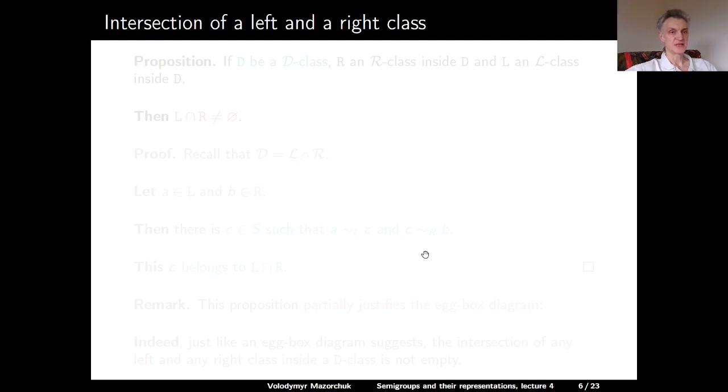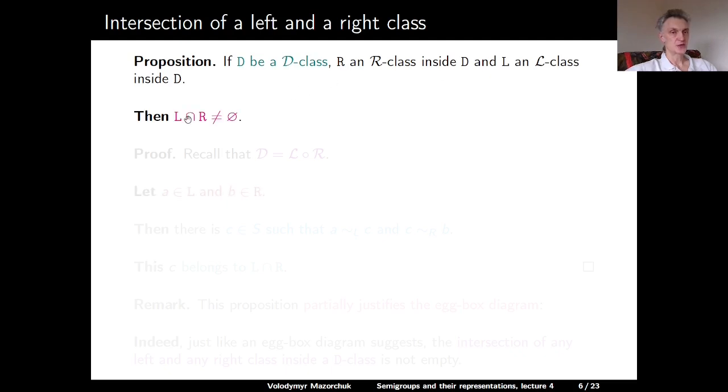Now let us briefly discuss the intersection of a left and a right class inside a given D class. Proposition: let D be a D class, R an R class inside D, and L a left class inside D. Then the intersection of L and R is non-empty. So if we fix a D class and pick any left class inside of it and any right class inside of it, then the intersection is not empty.